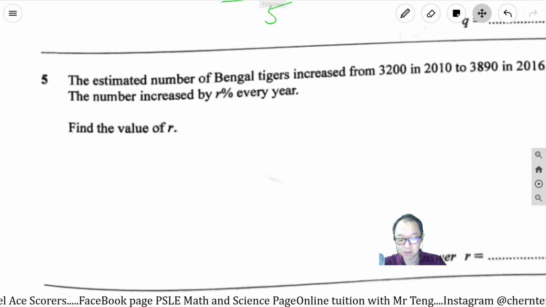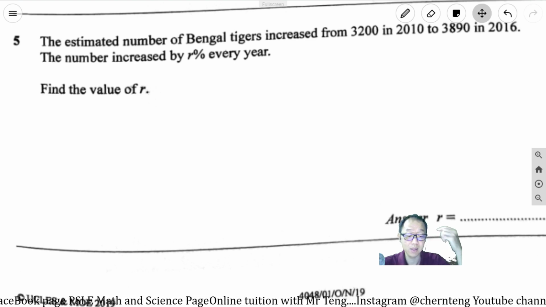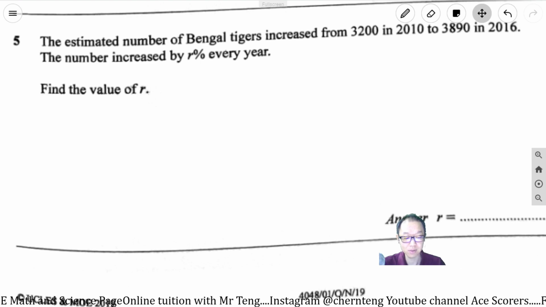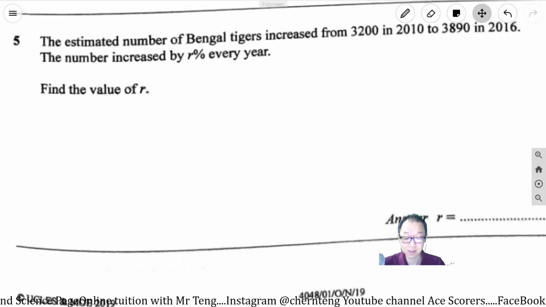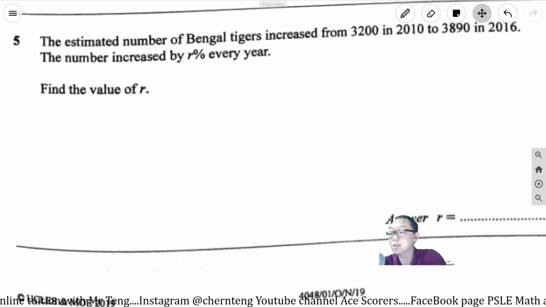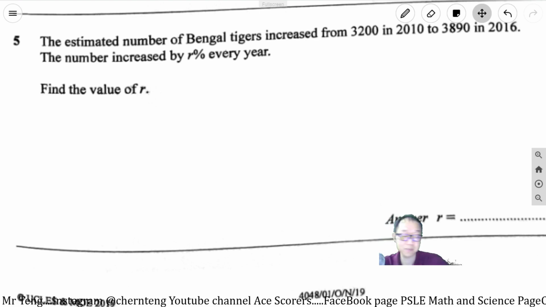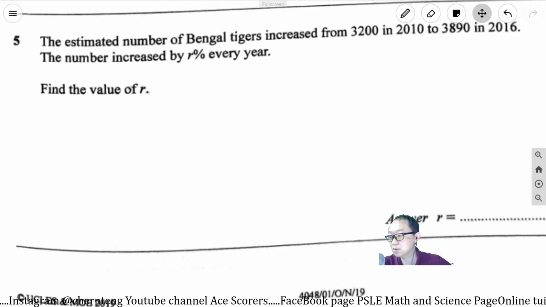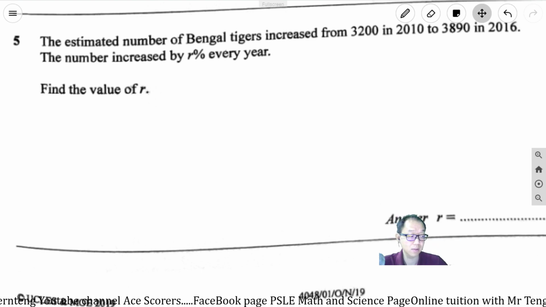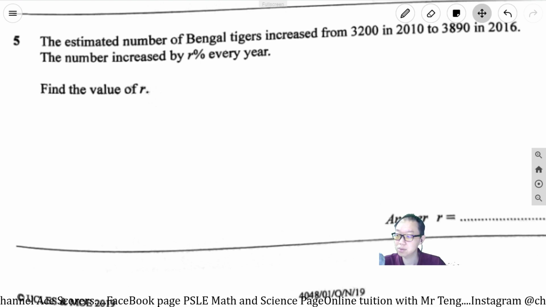This is a tricky question, right? The estimated number of Bengal tigers increased from 3,200 in 2010 to 3,890 in 2016. So find the value of R. Now the number increased by R% every year. This is like compound interest, right? I know compound interest shouldn't happen to tigers, but the formula to use is compound interest.